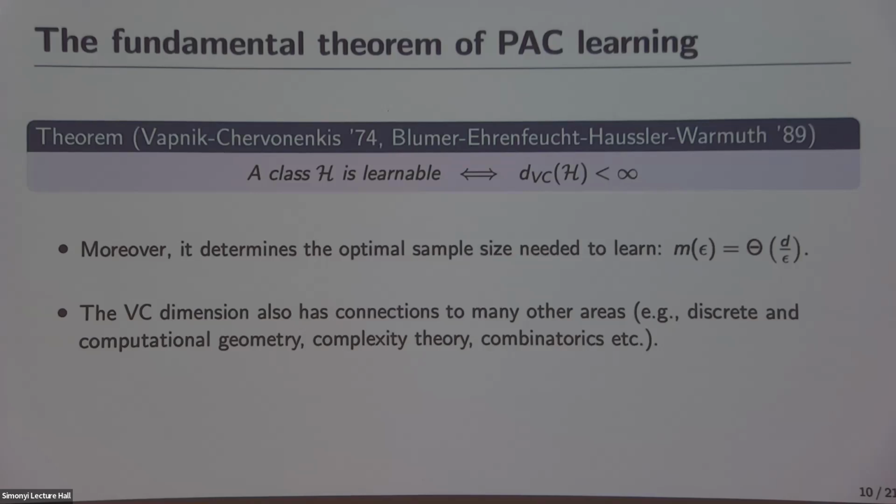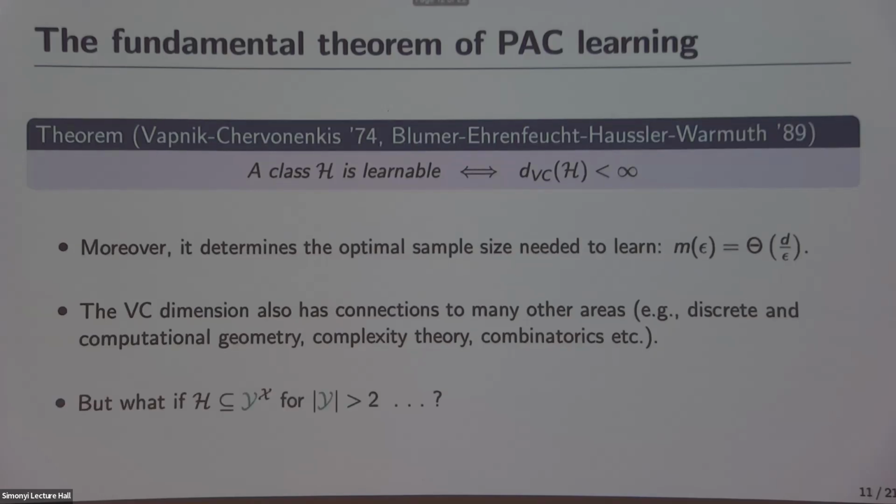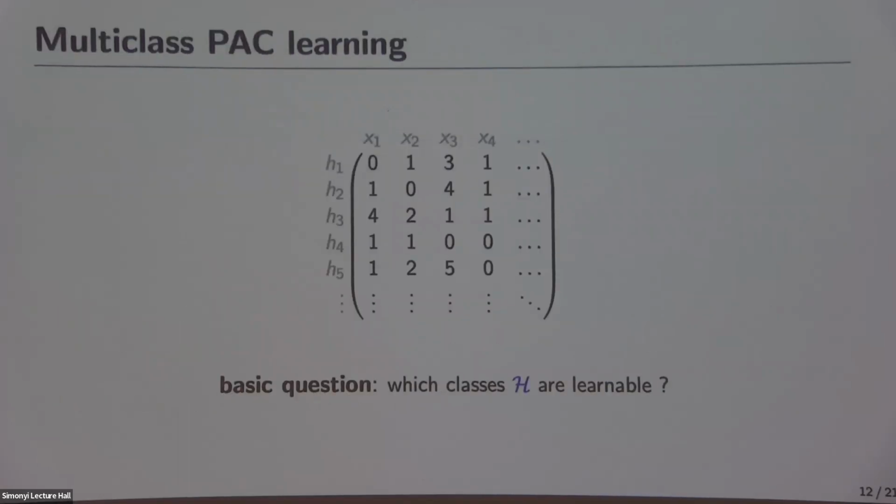So this is all very nice, but there's a basic extension that we might wonder about. What happens if the number of labels in our class is larger than 2? If these are not just binary functions, but multi-valued functions, what can we say about that? In machine learning, this is called the multi-class PAC learning setting. So we have a matrix like before, but instead of binary values, we have all kinds of values there, and we can think of some bounded set of labels, or even unbounded sets of labels, for example, all natural numbers.